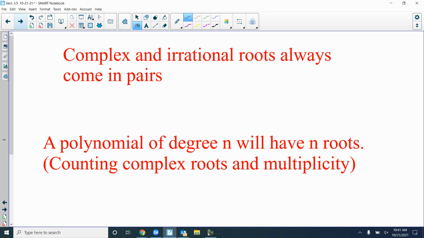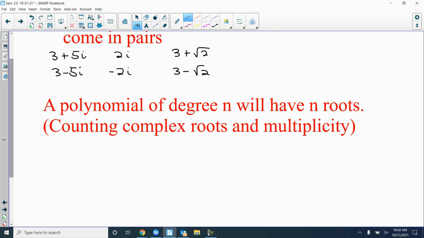So just going with this pairs theorem, if you get 3 plus 5i is a root, 3 minus 5i has to be a root. If you get 2i as a root, negative 2i is a root. Same thing with irrational numbers. So 3 plus square root of 2, you have to have 3 minus square root of 2. Always come in pairs. A polynomial of degree n will have n roots. That'll come up here in this next case.